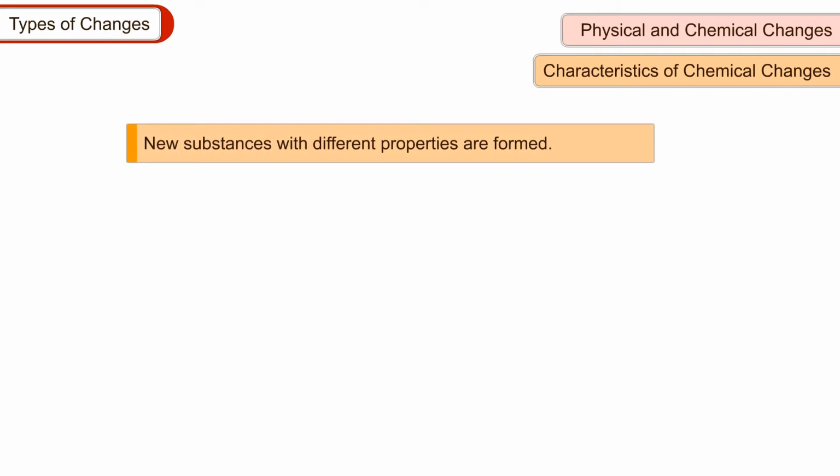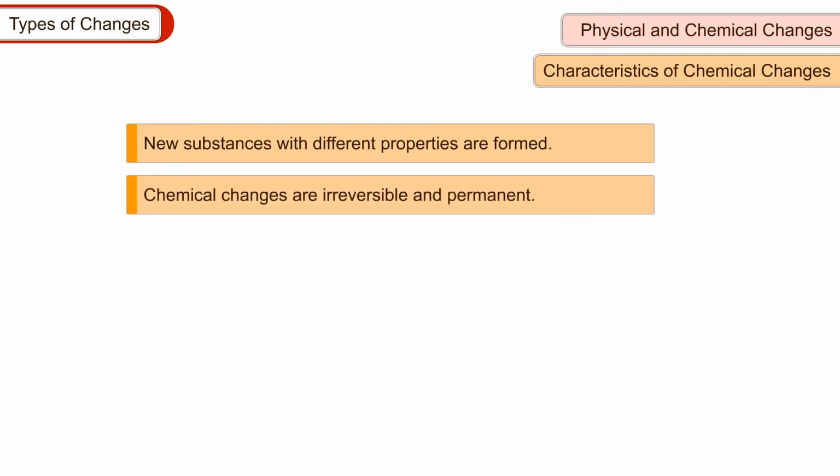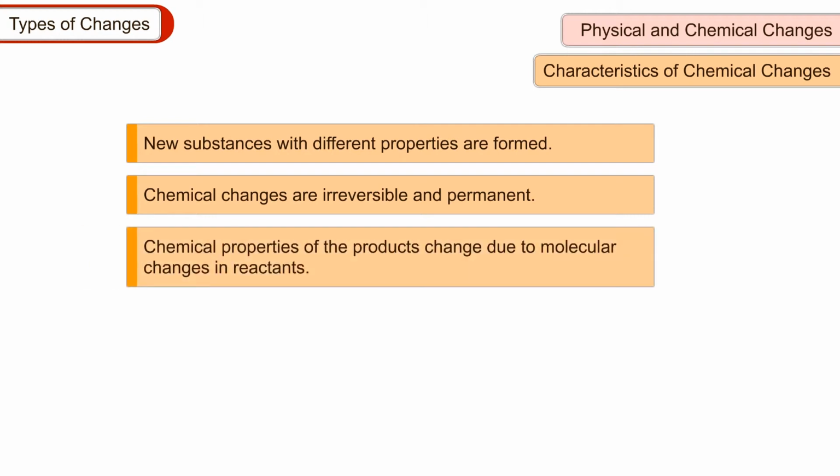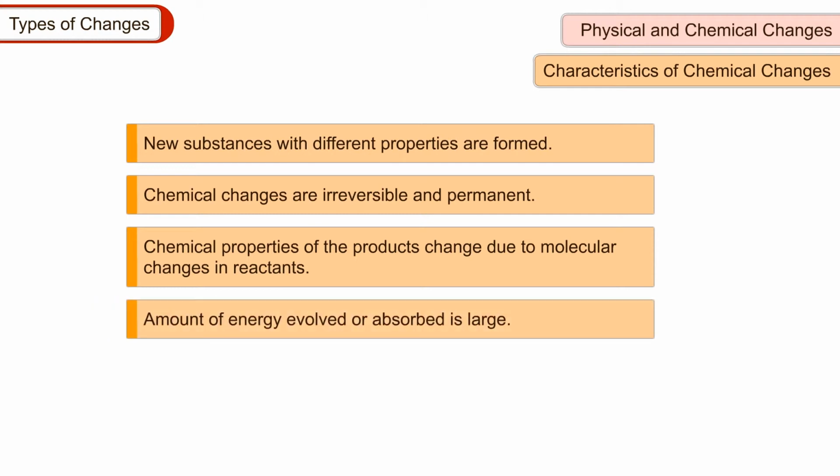Characteristics of chemical changes. New substances with different properties are formed. Chemical changes are irreversible and permanent. Chemical properties of the products change due to molecular changes in reactants. Amount of energy evolved or absorbed is large.